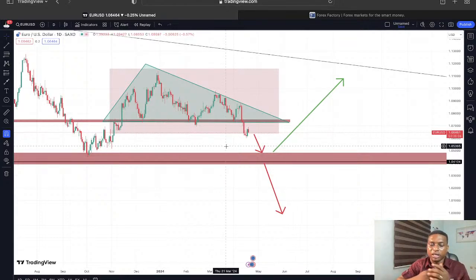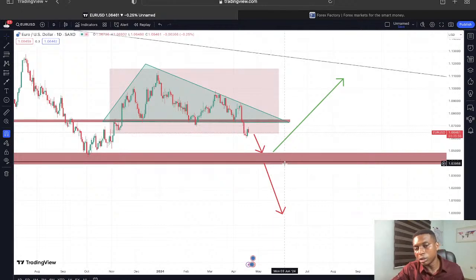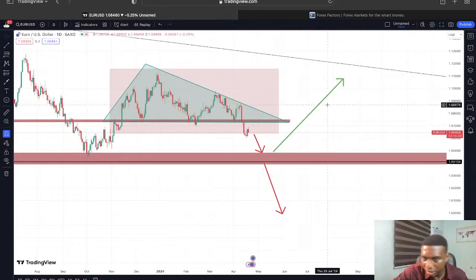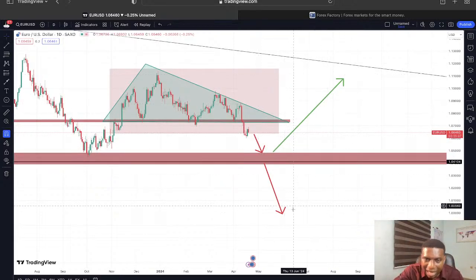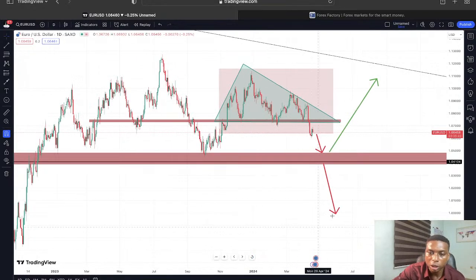From what we can see here now, Euro USD is a sell until it gets into this region and we exit to see what it will do next. If it's going to bounce back, then we are buying up. If it breaks out of this support zone, then we continue to sell Euro USD.